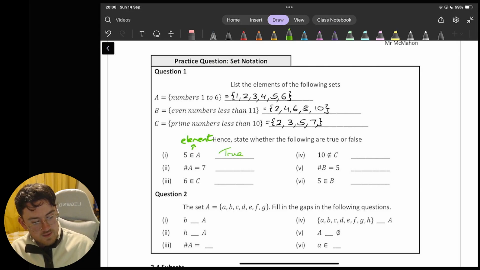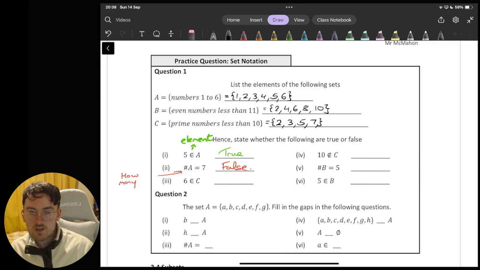The next one, the hash symbol means cardinal number. Okay, we can think of that as how many. So how many elements are in A? And this is saying that there are 7. By looking at it there, we can see there are only 6, so that is false.